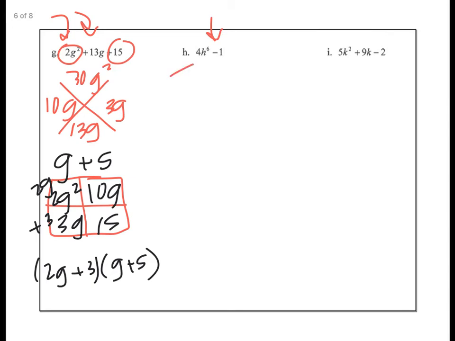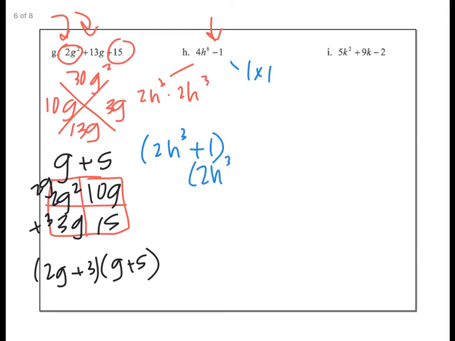Next thing I'm asking myself is for that 4h to the 6, can I multiply something by itself to get that? Well, to get 4, I could do 2 times 2. And then for the h to the 6, I could have an h cubed. So it would have to be 2h cubed times 2h cubed. So that does work. And then can I multiply something by itself to get 1? Well, that would be 1 times 1. So in my binomials, then, I would have 2h cubed plus 1 multiplied by 2h cubed minus 1. So that was an example of dots, maybe a little bit harder to recognize.